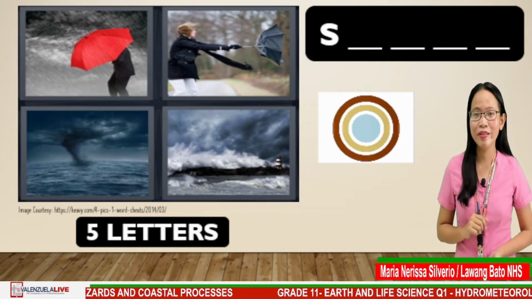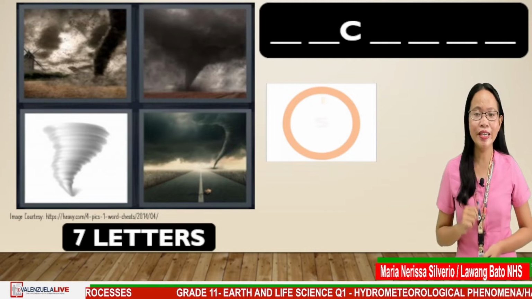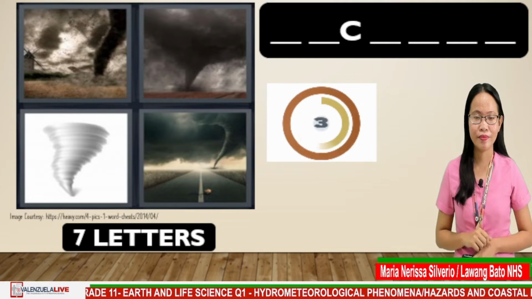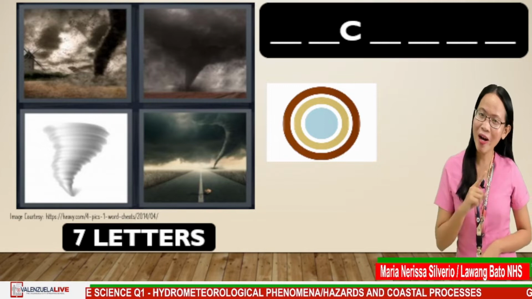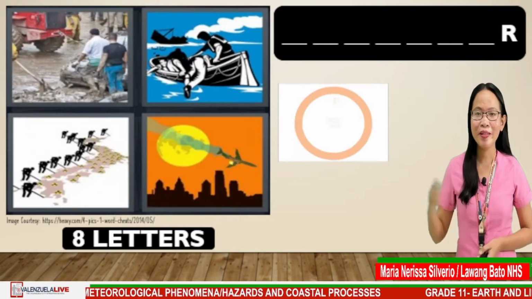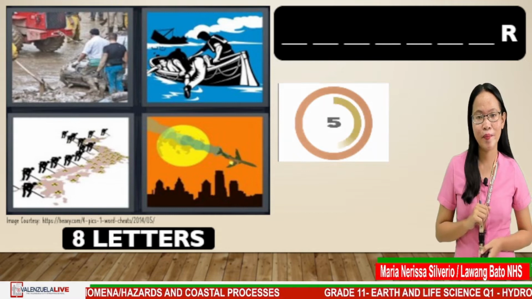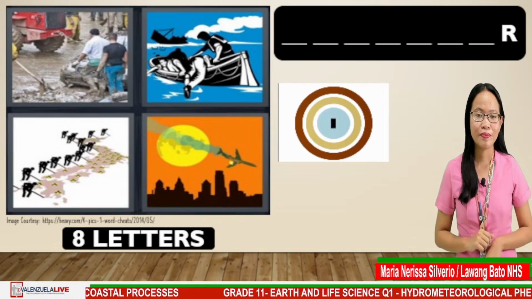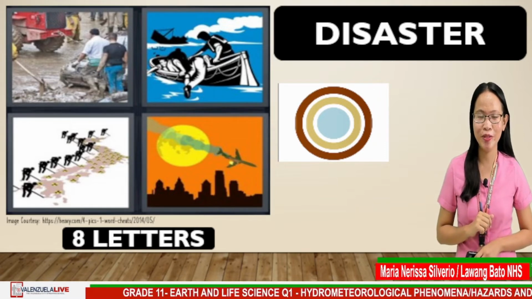Okay, very good. The word is storm. Let us have another one. It is a word with 7 letters. You got it right. The word is cyclone. Let us have the last one. Now it is a word with 8 letters. Very good. The word is disaster.